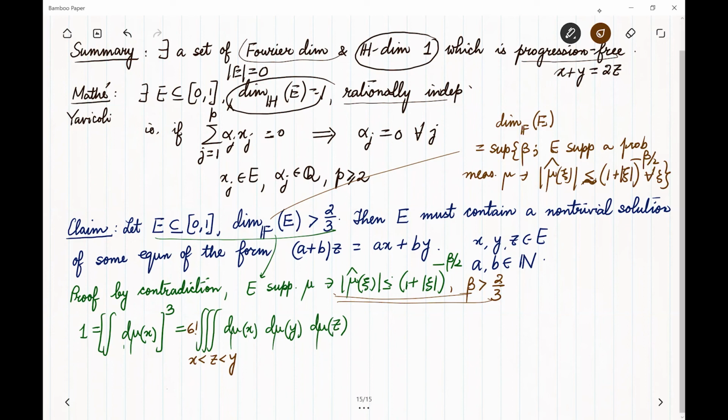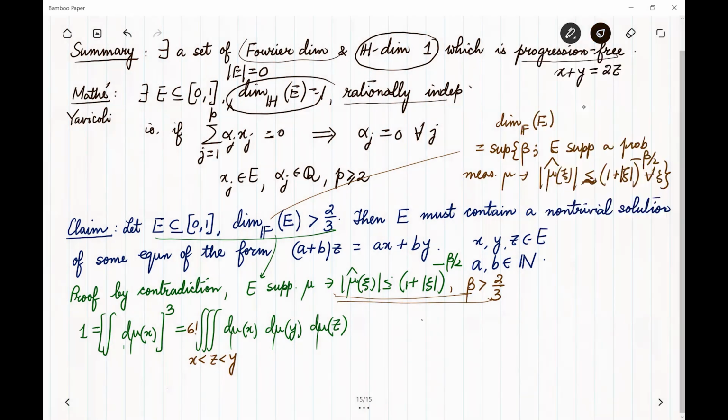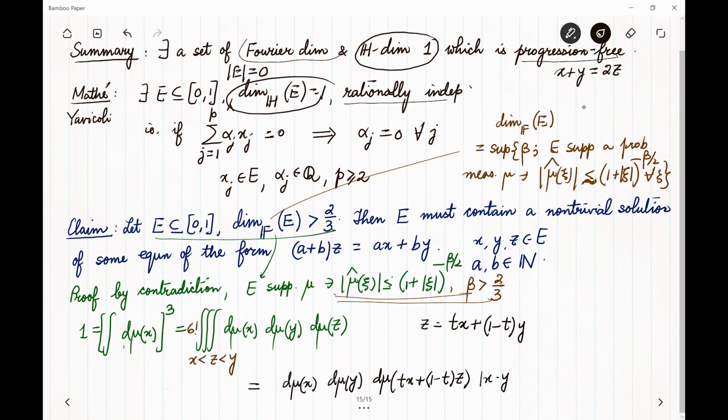So we have this, and all we are going to do now is make a change of variable. So what's the change of variable? I'm going to simply put z to be tx plus 1 minus t times y. Because z is in between x and y, we can always find such a t, and we make a change of variable, which would have d mu x, d mu y, and one has to justify this change of variable, of course, but you can sort of see how we are going to do this. And there is a Jacobian factor, which will be x minus y.